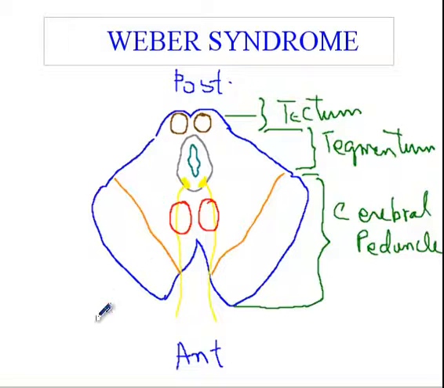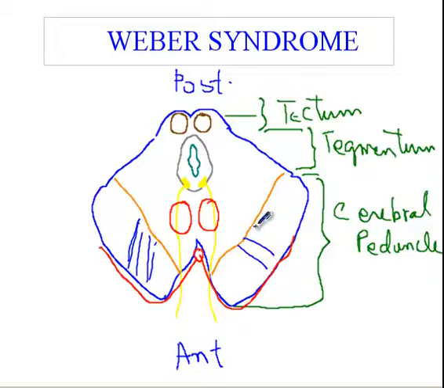The midbrain is supplied by branches of the posterior cerebral artery. The basilar artery divides into the two posterior cerebral arteries that go here, and some of the perforator arteries supply the corticospinal tract. The corticospinal tracts are around this area here. You have the corticobulbar tracts around this area.